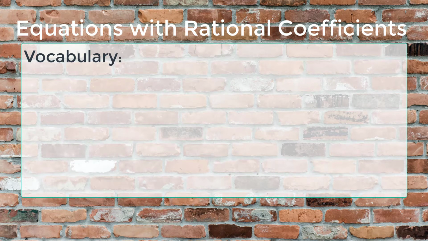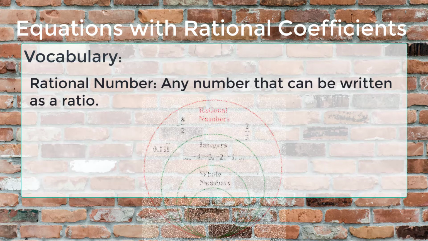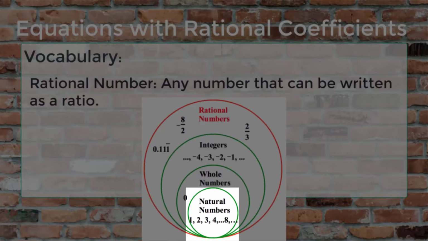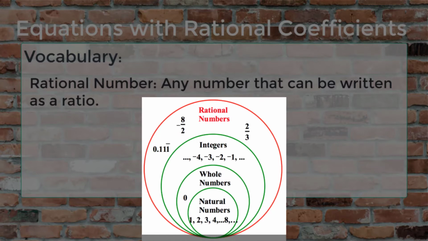Now that we understand what a coefficient is, what is a rational number? A rational number is any number that can be written as a ratio. Now that may not make complete sense, so let's use this chart to help us make sense of it. This chart shows us the different kinds of numbers that we often use in math. The bottom circle is natural numbers like 1, 2, and 3. Notice there is no zero. Then there are whole numbers, which include the number 0. Next is integers, which include negative whole numbers. Then rational numbers, which include fractions and decimals.